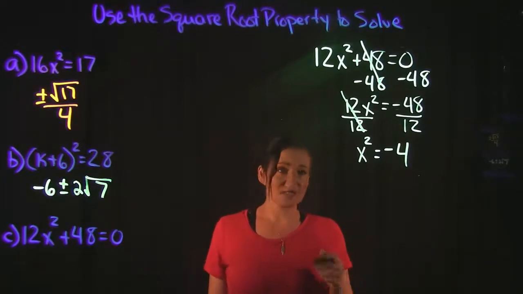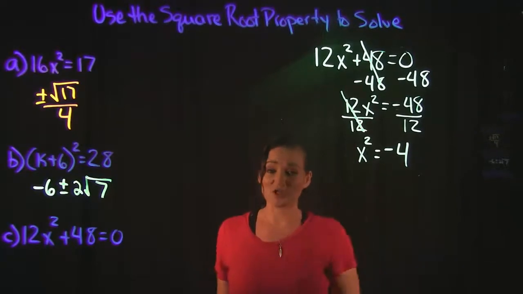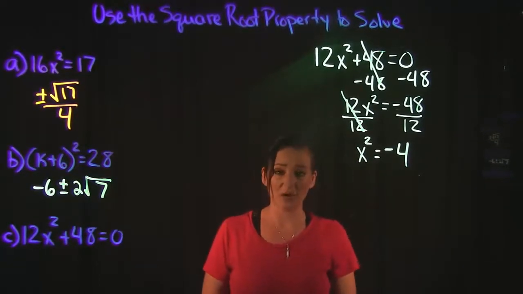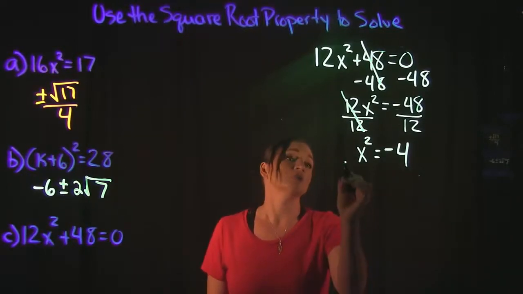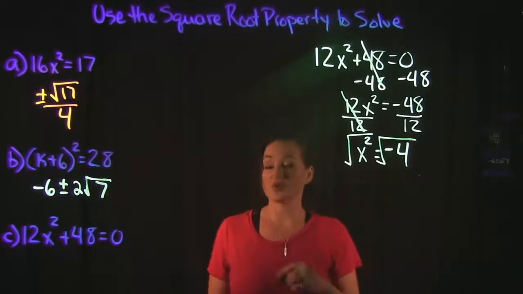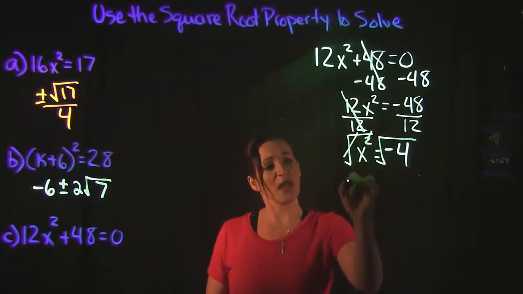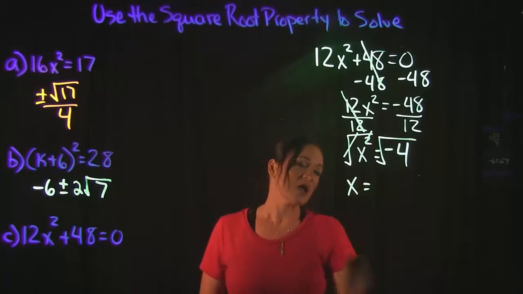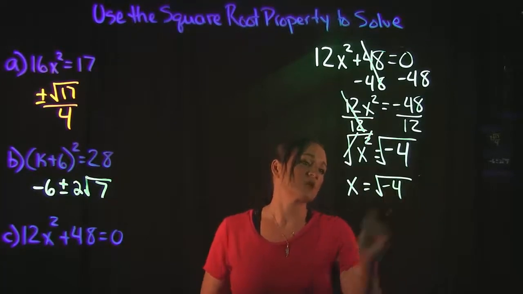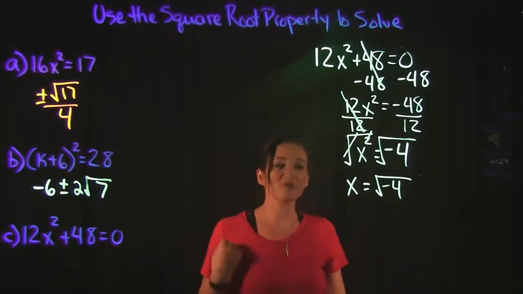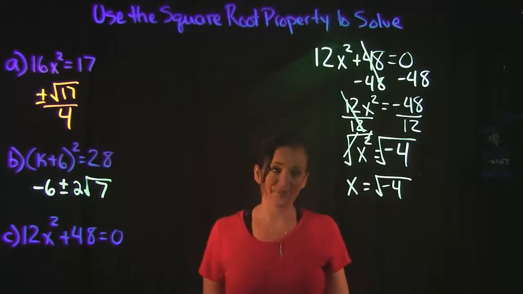We almost have x solved. Here we have x squared, so we just need to get rid of that square. And remember that the opposite of a square is a square root. So what we're going to do is take the square root of both sides. On the left-hand side, the square root and the square cancel, leaving us with x. And on the right-hand side, let's focus on what we have here. We have the square root of negative 4.